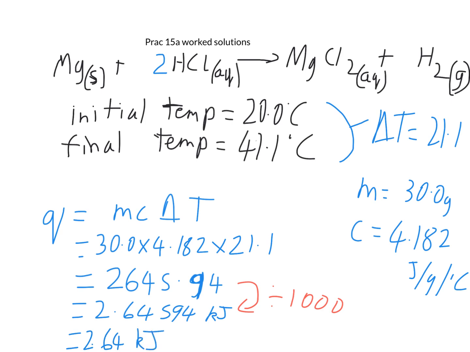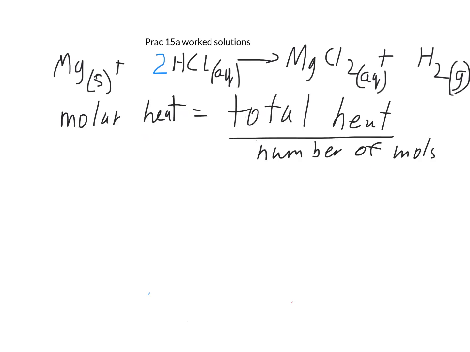The other thing to mention here is this reaction is exothermic, so what we really should do is put a negative into our expression. And we know it's exothermic because the temperature is going up. The system is losing heat and the surroundings are gaining some heat. So in proper sig figs with our units, and our sign appropriately, it is negative 2.64 kilojoules for this reaction. And finally, our last step is to find molar heat.